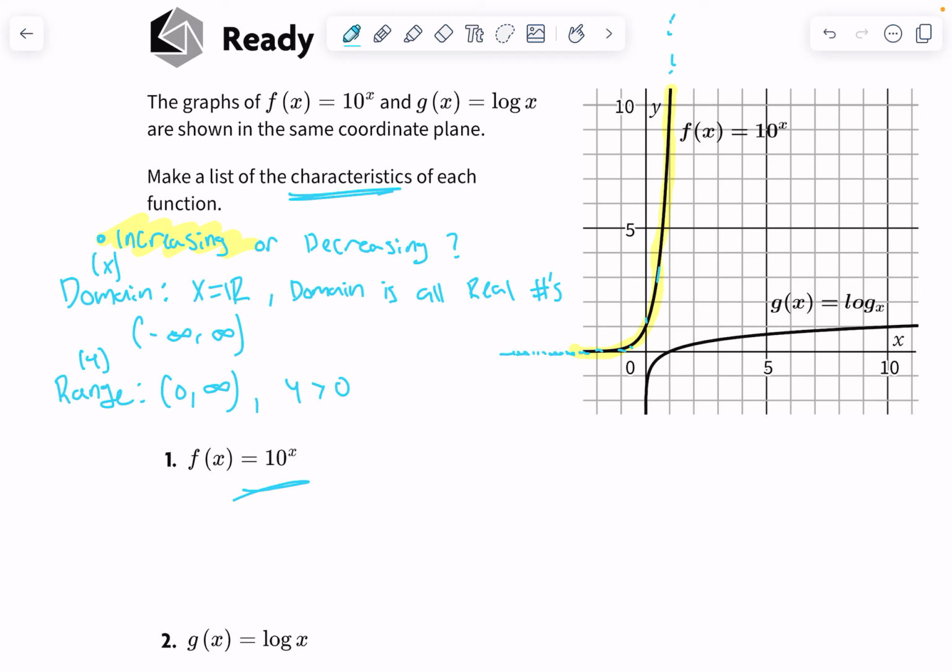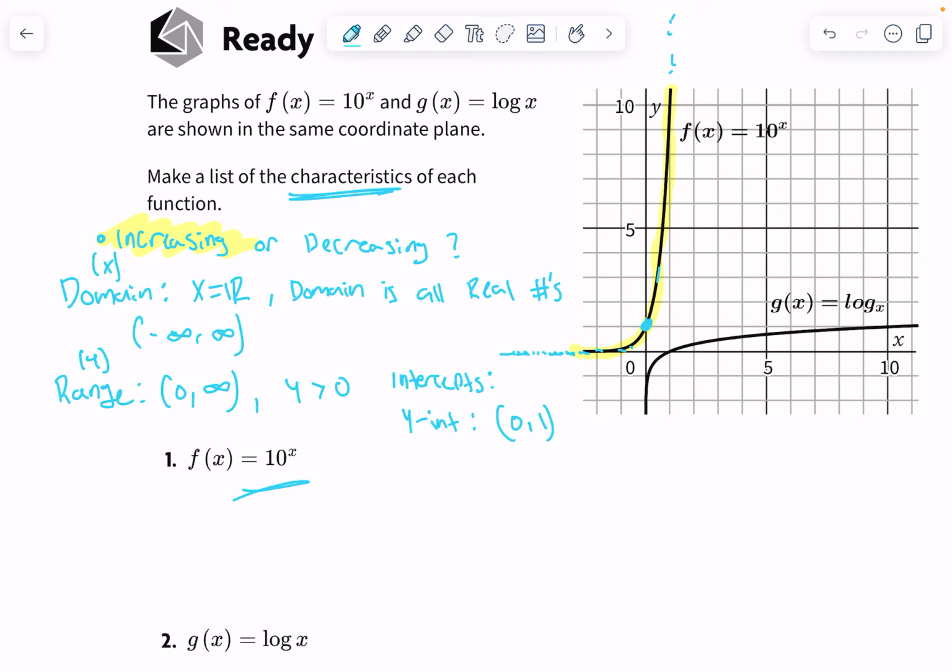Let's talk about the y-intercepts or any intercepts, right? Here there's a y-intercept, and that is going to be right there at 0, comma 1.